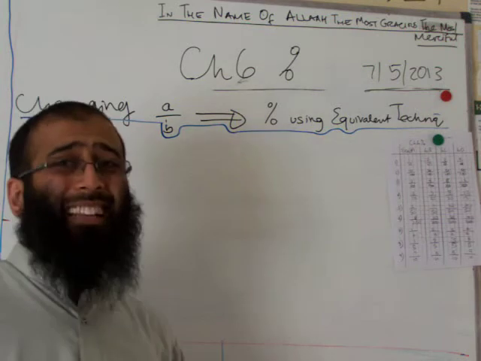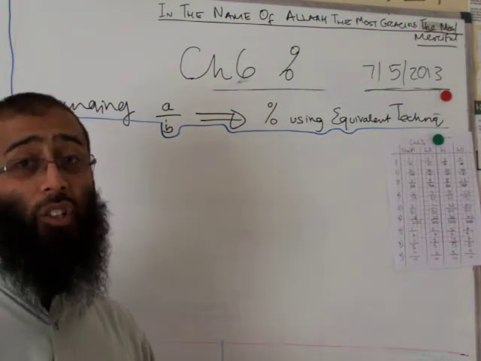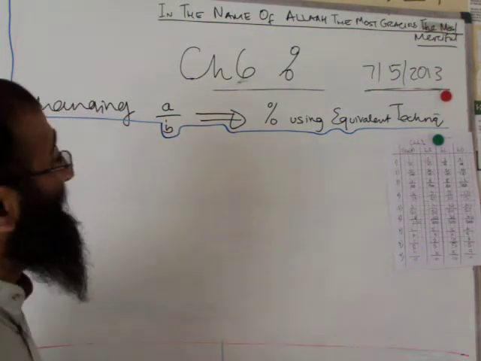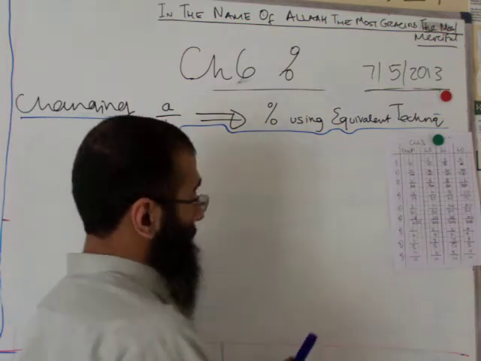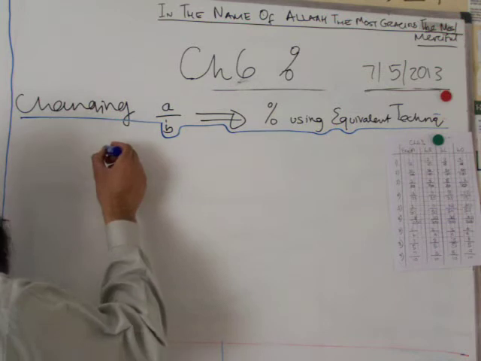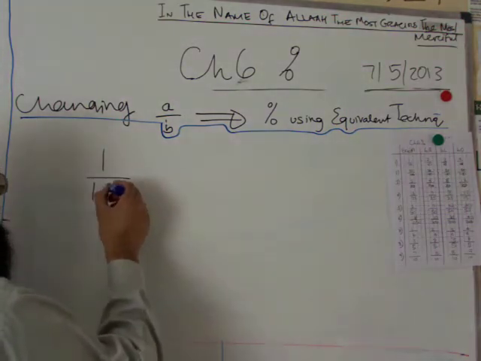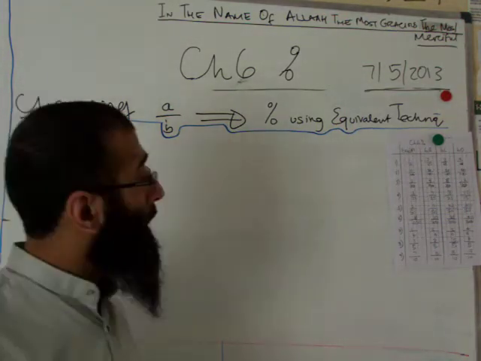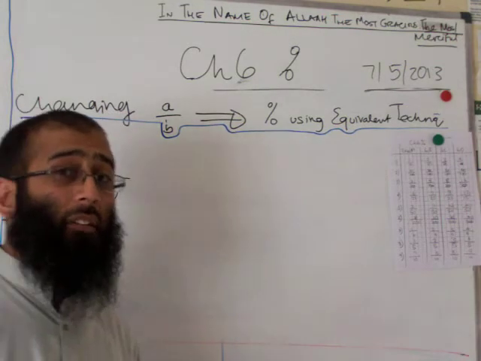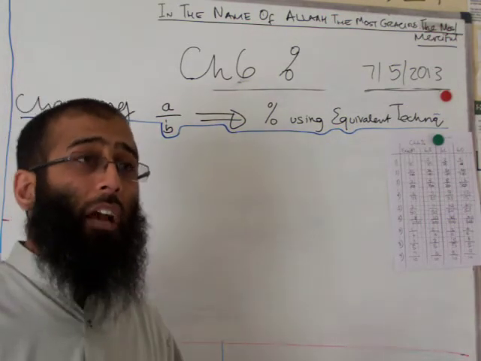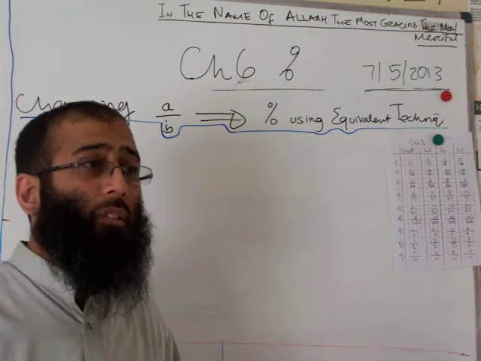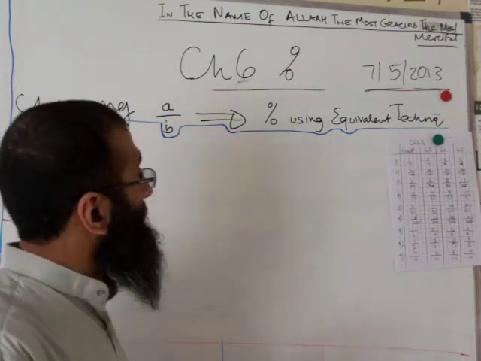Okay, now we're going to look at how to change fractions into percentages, but we're looking at a particular type of fractions whose denominators are either factors of 100 or multiples of 100. So this will make our technique that much easier. So let's have a look at these questions.